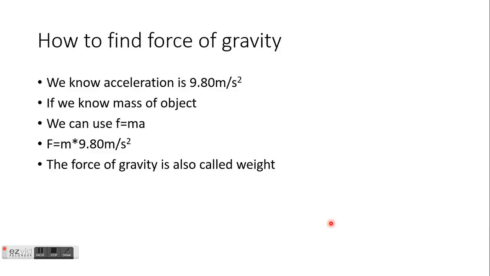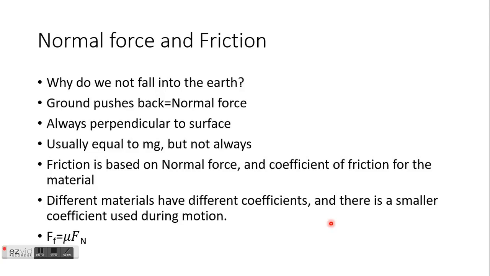So how to find the force of gravity? So this is F equals ma. We know the acceleration is always going to be 9.80. If we know the mass of the object, we just use F equals ma. And the force of gravity is also called the weight. Although a scale actually measures your normal force, not your weight. So you'll find out what the normal force is in a minute.